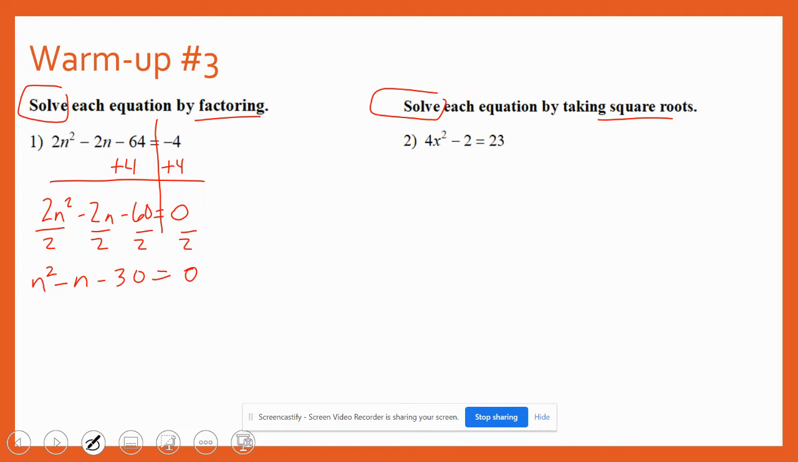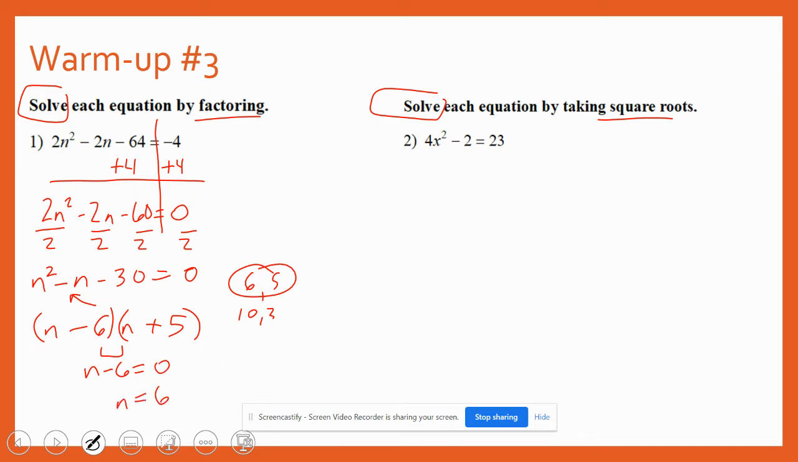Now, I just have to find two factors that multiply to give me 30 and give me a difference of 1. And so I do my guess and check. You can try 6 and 5, 10 and 3, etc. 6 and 5 will give me a difference of 1. I want that to be -1, so I put the negative with my 6, positive with my 5. And since we are solving, we're not factoring. I mean, it's exciting you got this far, but you are solving, so you need to set these factors equal to 0 and solve the little equation.